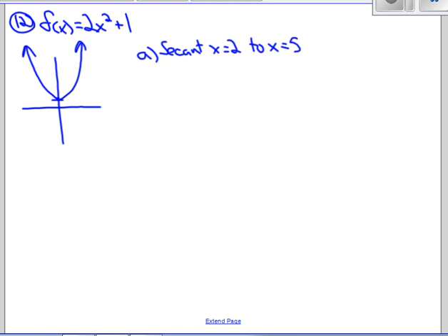So if you want to find slope, it's no problem. It's just rise over run. Or if you know 2 points, then you can use slope as change in y over change in x. So let's find these 2 points. Somewhere out here, there's the point 2. And if I put 2 into the function, I'll get 9. Somewhere over here, there's the point 5. If I put 5 into that function, I'll get 51. Okay? And we're looking for the slope of this line.